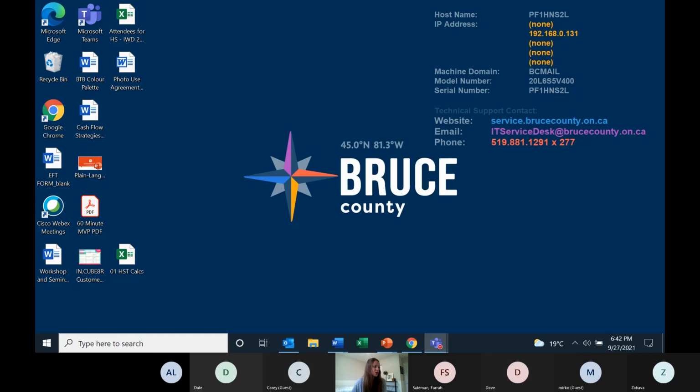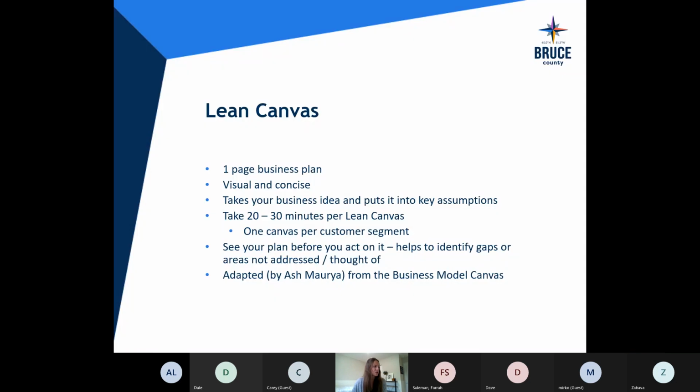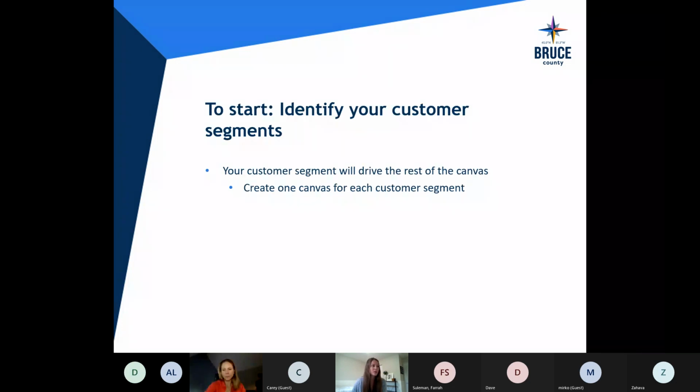If your business is already operational, then you can still use the lean canvas. You might just find that it is a little different. The business model canvas could be used in place of the lean canvas in that sense, but today we'll walk through the lean canvas. To start, as I mentioned, you'll be creating one lean canvas per target customer for your customer segment.